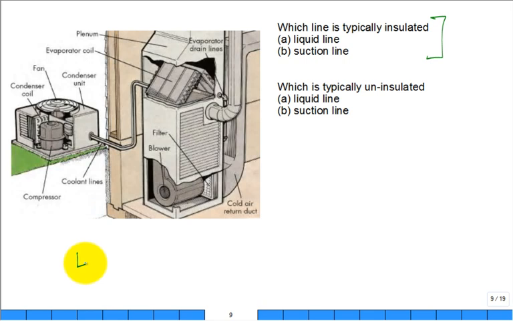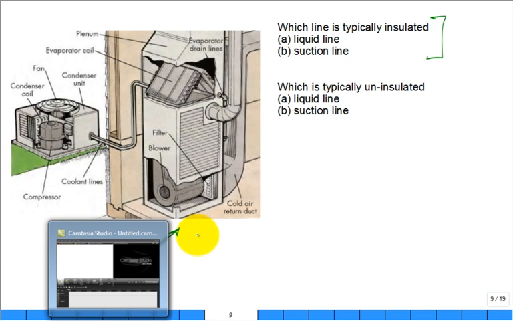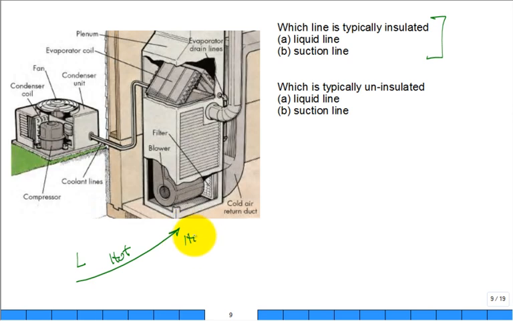We have the liquid line. It's going into the house. It's hot. It's small diameter. If I insulated it, it would remain nice and toasty, warm, hot, right until it got to the expansion valve. Okay, maybe that helps, maybe not.